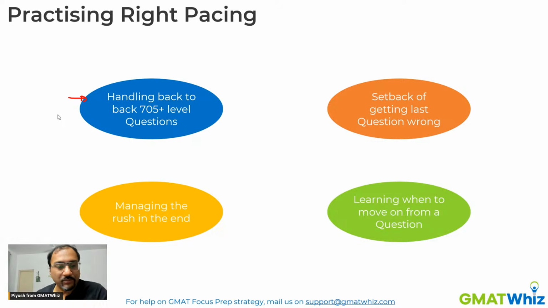And I analyze the mock for them and help them understand what they should change about their strategies to maximize their performance on the test day. Now, when I do that, I've seen this very often in many of the mocks, especially in the quant section.